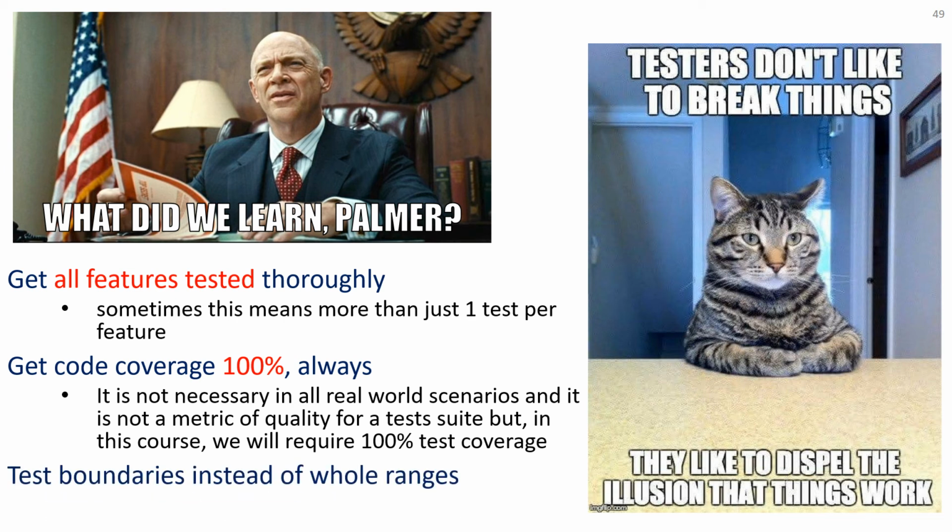If you have boundaries, like I want only to accept numbers between 1 and 5, test the boundaries. If you are testing a number bigger than 7, you need to test 7 and 8, or 6 and 7, something like that, always around the boundary.